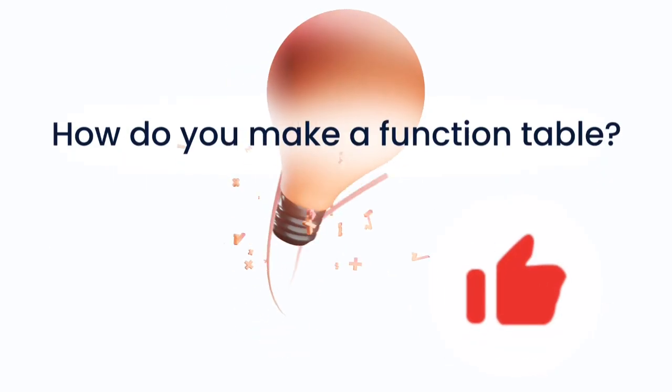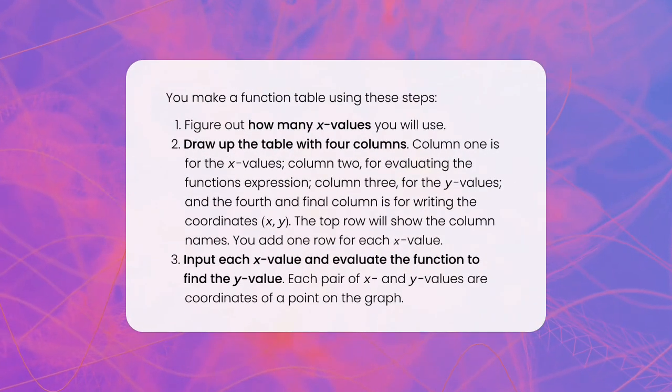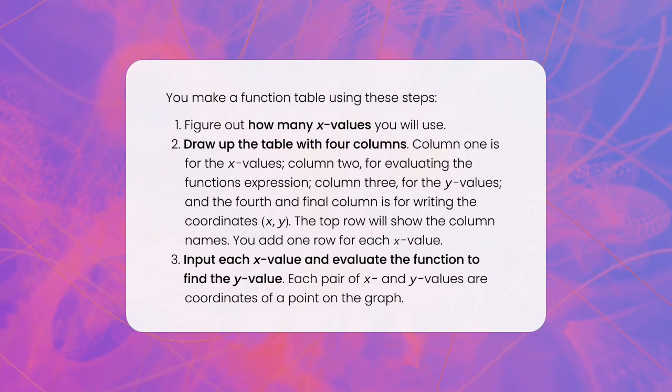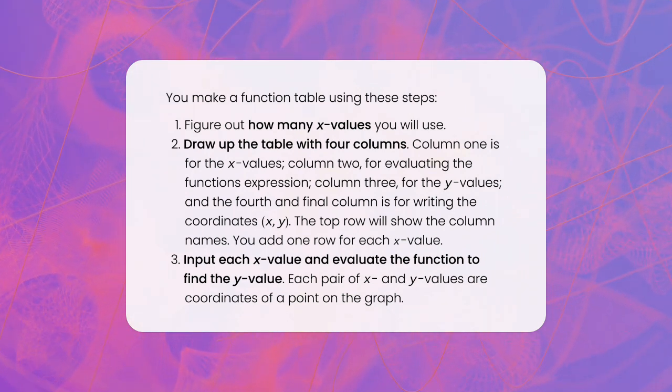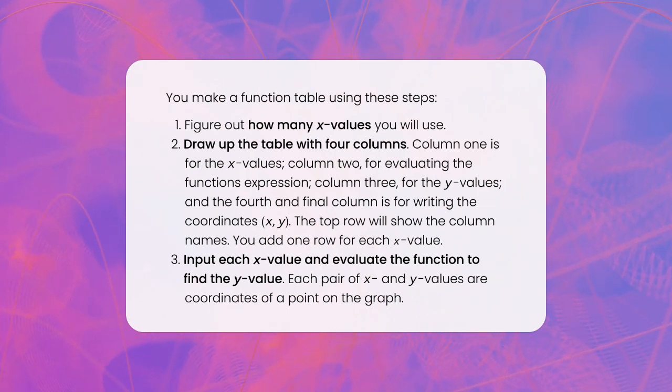How do you make a function table? You make a function table by following these steps. 1. Figure out how many x values you will use. 2. Draw up a table with 4 columns.